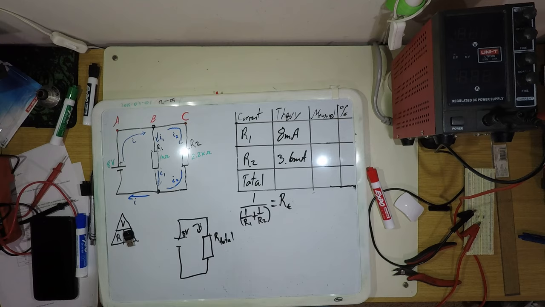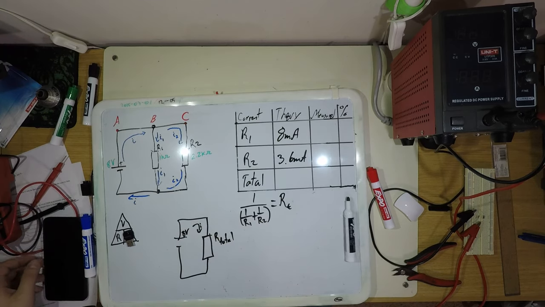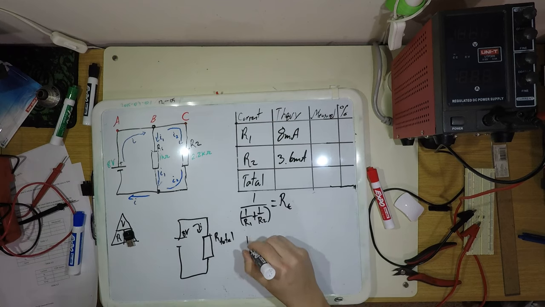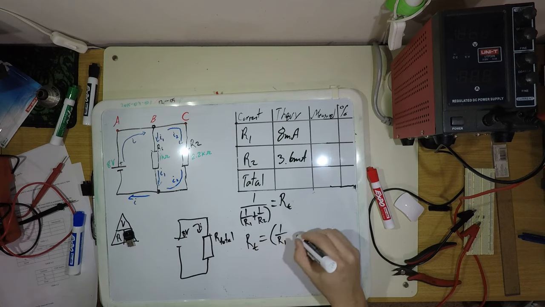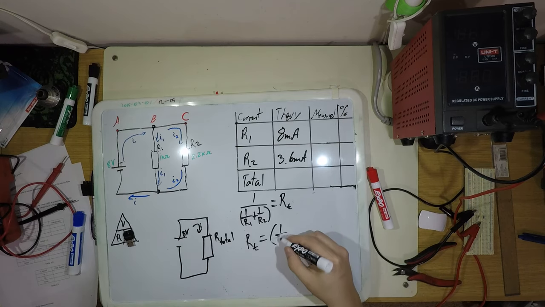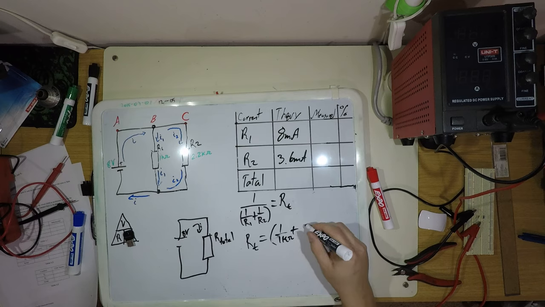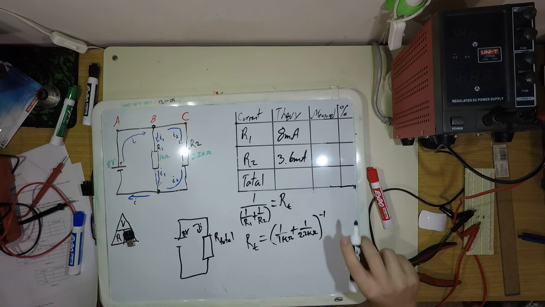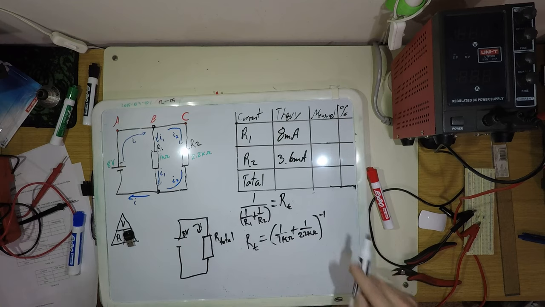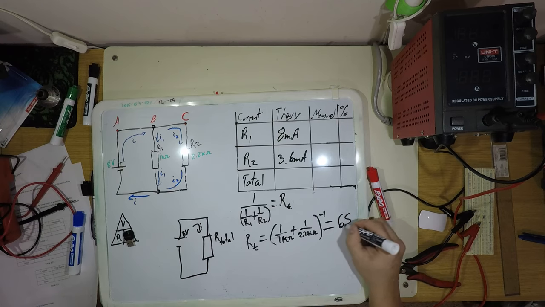So now let's compute R total. In this case, R total is going to be equal to 1 divided by R1, which is 1k ohms, plus 1 over 2.2k ohms, all to the negative 1. That comes out to 688 ohms.